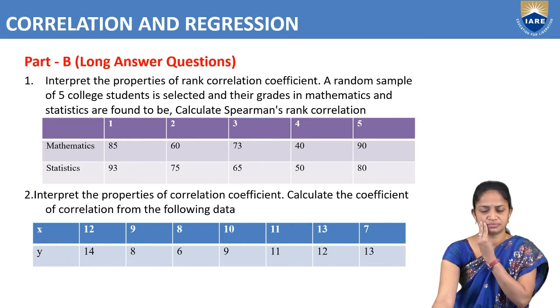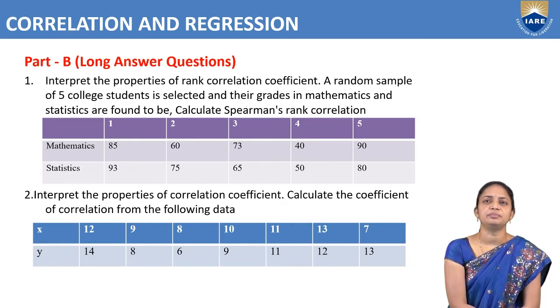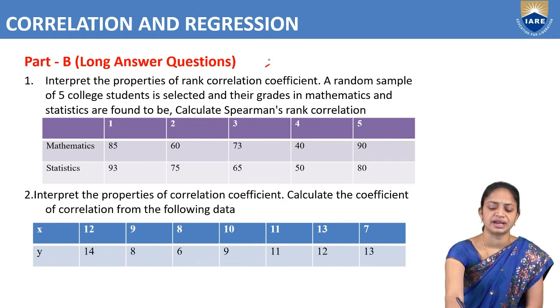So next, part B questions. Now part B, long answer questions. Interpret the properties of rank correlation coefficient. Rank correlation coefficient always lies between minus 1 and 1.